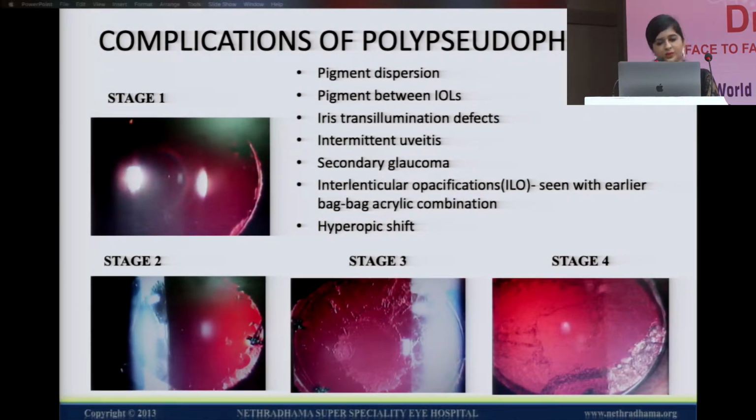Of course, polypseudophakia comes with its own set of complications such as pigment dispersion, pigment between the IOLs, transillumination defects, uveitis, secondary glaucoma, interlenticular opacification. These are the 4 stages of red rock syndrome, which is an ILO with pigment dispersion. And also you can see a hyperopic shift.